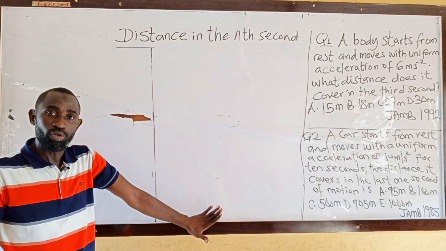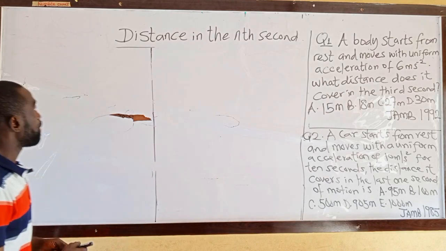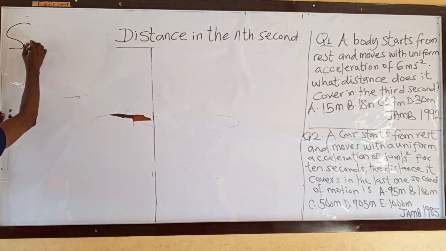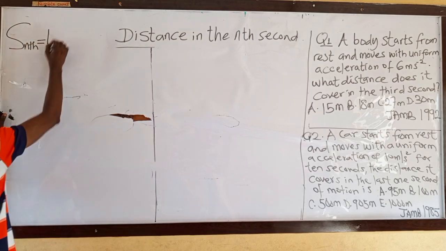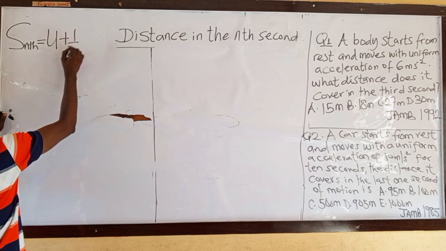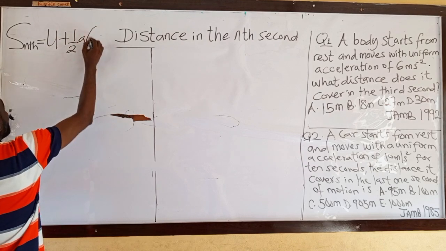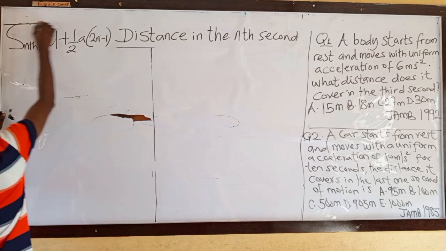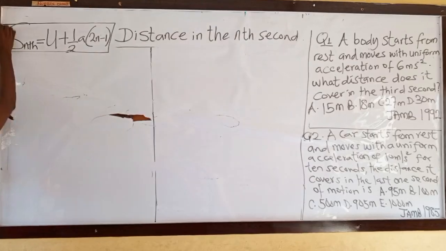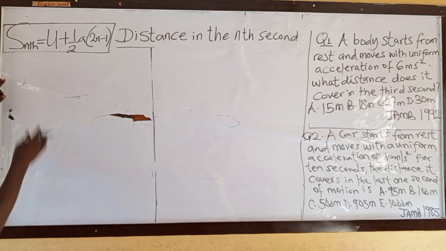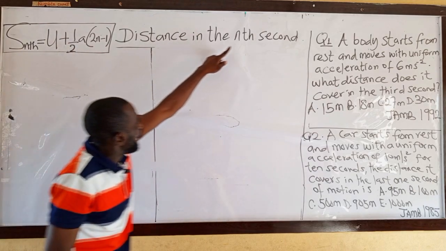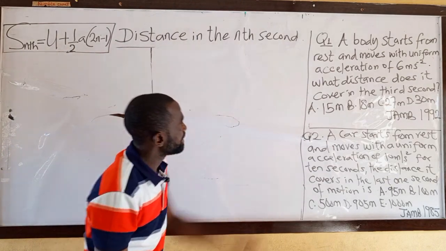What we need is the last line of the last formula. And what is the formula? The formula is what now? Distance covered in what? In the nth second is equals to what now? U plus half a open bracket 2n minus 1. That's all. This is the formula you need. Okay? Distance covered in what now? In the nth second. Let's answer that question.